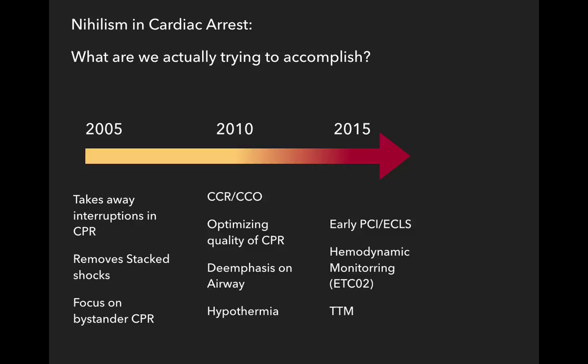And then subsequently there was some experimental data that came out of pigs and dogs and even humans later that showed that when you take your hands off the chest, the cardiac output drops precipitously, and more importantly, the chance of ROSC drops precipitously.